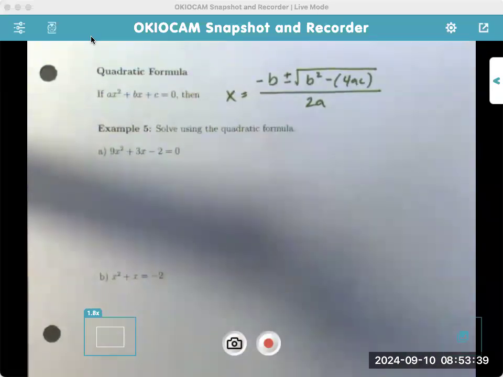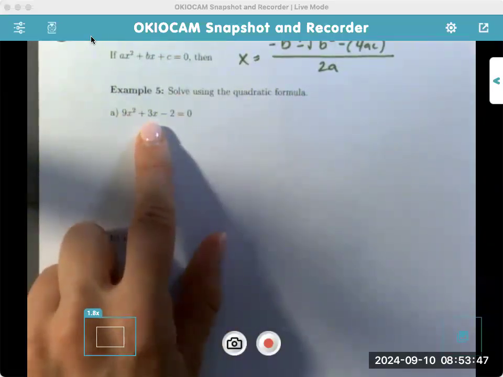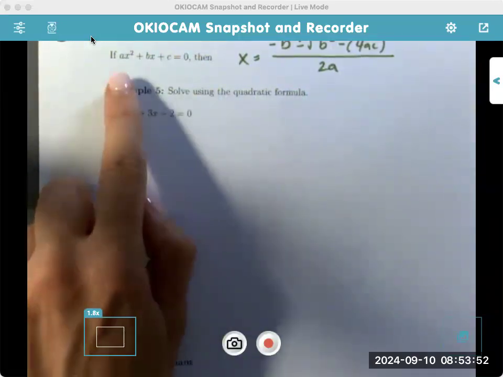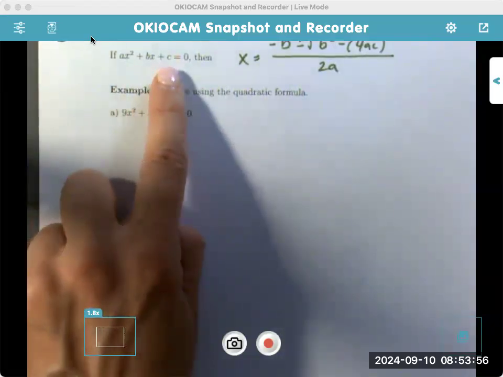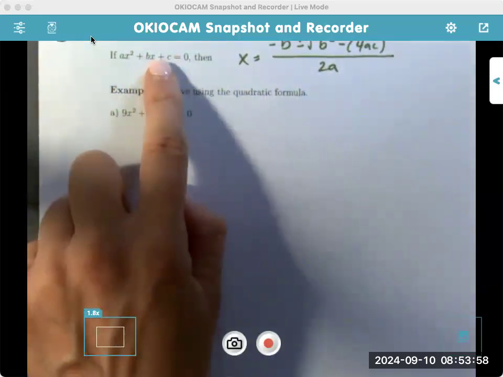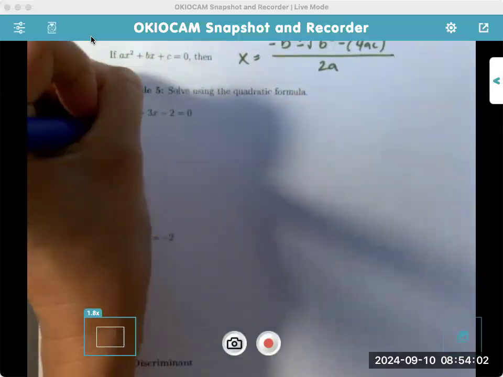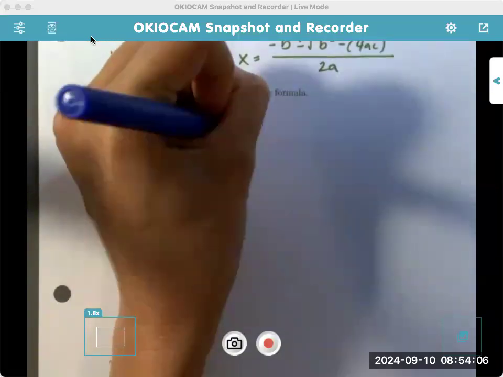Okay, so solving using quadratic. Oh, sorry, let me put my phone on silent if y'all can hear that. So if I have 9x squared plus 3x minus 2, we want to get all our ducks in a row. A is with the x squared term, B is with the x, and C is just the constant. So we want to note that A is 9, B is 3, and C is -2.